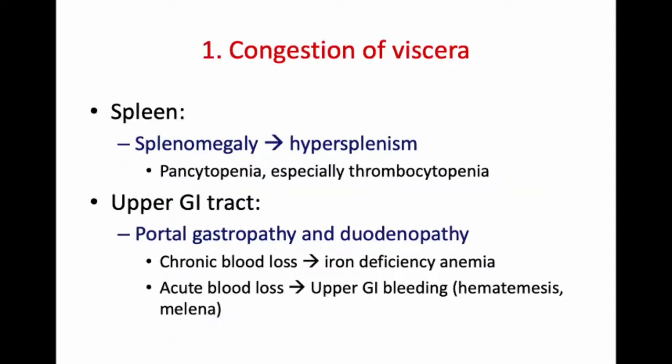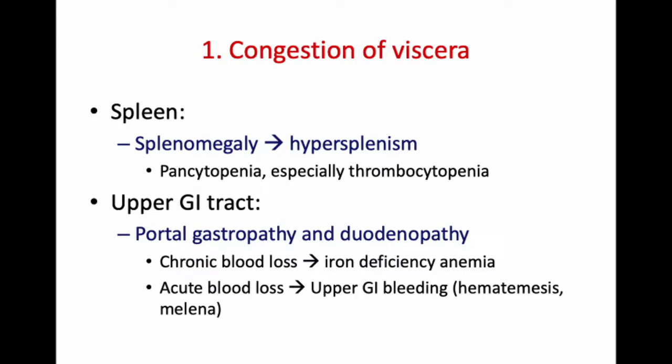Okay, I'll take the first 4 one by one. If I take the first one, the congestion of the viscera. In the spleen, it causes splenomegaly due to excess blood, and that gives rise to hypersplenism because there are more cells in the spleen and all the splenic functions are accelerated. So cells are destroyed there. Therefore you get pancytopenia, especially thrombocytopenia. Usually by the time a patient develops cirrhosis, their platelet count has dropped to below about 120 or 100 x 10 to the power 9 per liter.